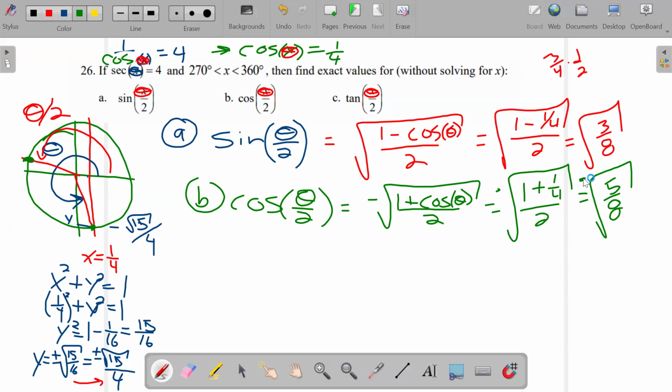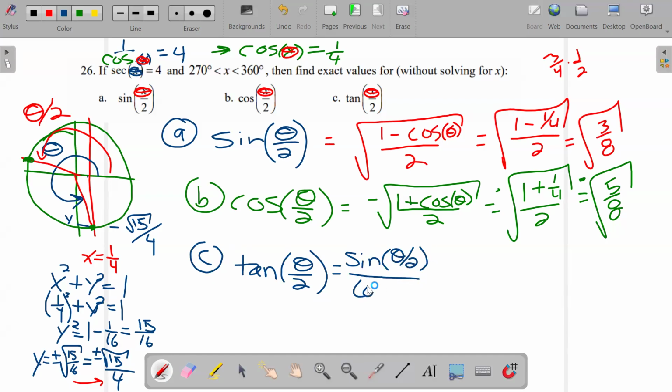And then the tangent, I mentioned the other day, there is a formula for tangent, but I think it's easier to just do it as sine over cosine, which we've just calculated. So for C, for the tangent of theta over 2, I'm going to say that is the sine of theta over 2 divided by the cosine of theta over 2. Let's see, sine ended up being square root of 3/8. Cosine, square root of 5/8.